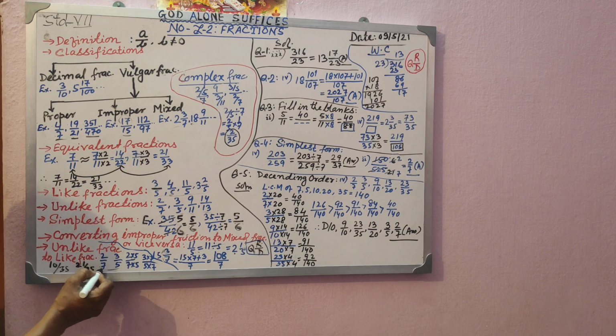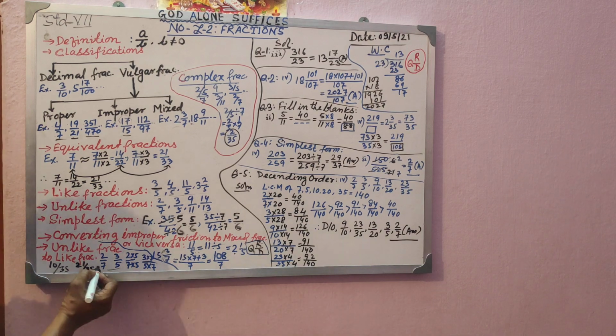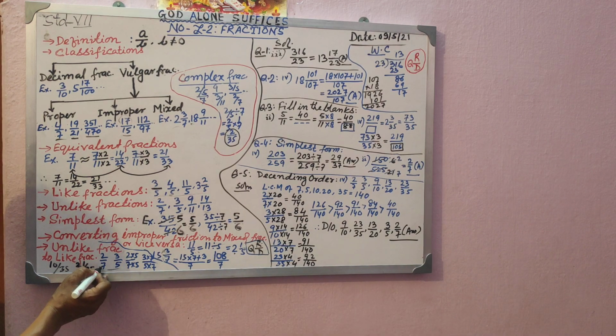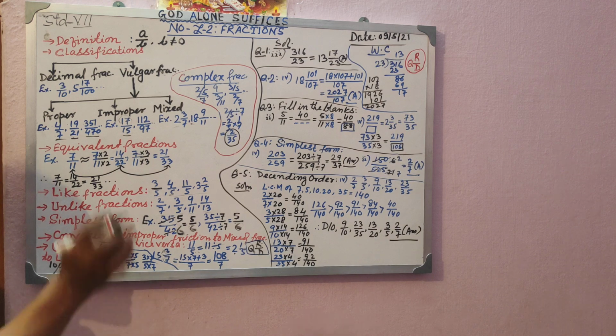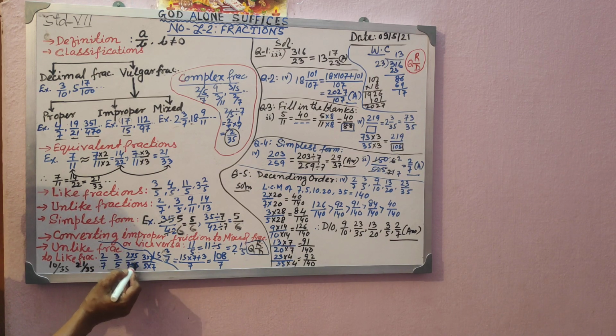Here these two are co-prime numbers, so the LCM will be 35. So what will happen now? 2 by 7 was there, and 35 is the LCM. You have to make the denominator 35 for both fractions. You divide the LCM by the previous denominator. If you divide 35 by 7, you will find 5. So 5 will be multiplied with both numerator and denominator.